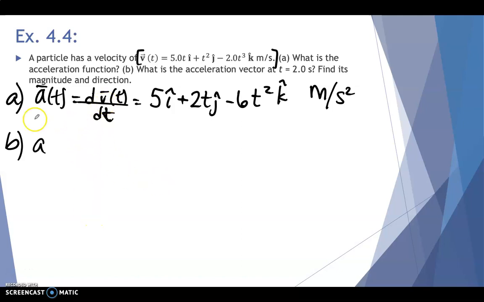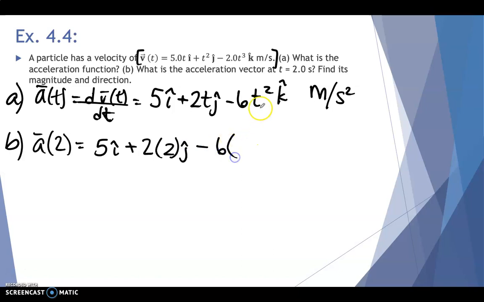Okay, we're going to go ahead and continue with our example 4.4. So we are on the second part of this. What is the acceleration vector at t equals 2 seconds? So we're going to go ahead and evaluate that. So we'll plug in our 2 seconds here into our t. So this would be 5I plus 2 times t, which is 2, j hat, minus 6t squared, which is going to be 2 squared, k hat.